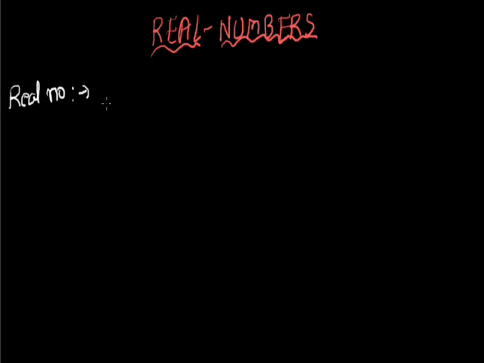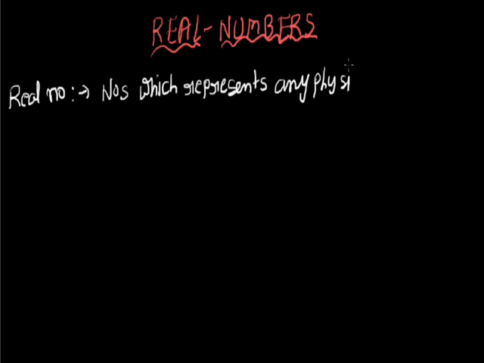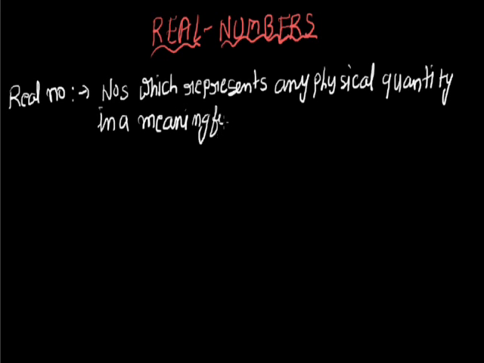Real numbers means numbers which represent any physical quantity in a meaningful way. Okay, so real numbers can be defined as numbers which represent any physical quantity in a meaningful way, are called real numbers.